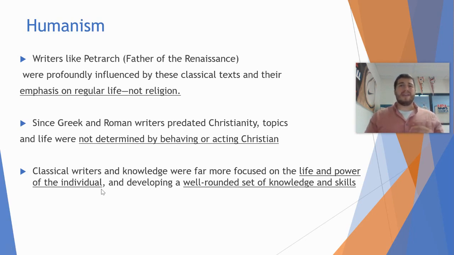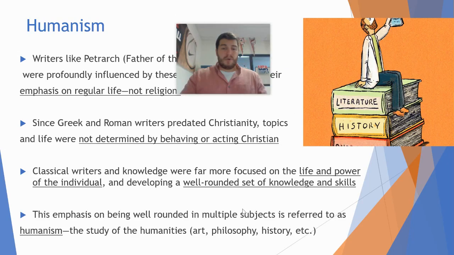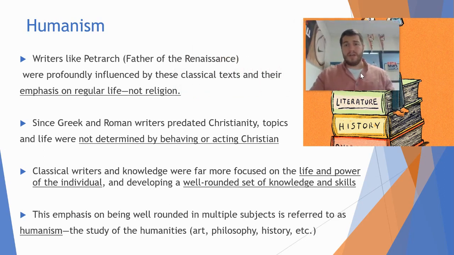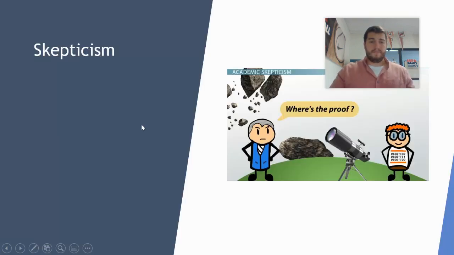Any artwork, anything that was created was meant to bring glory to God, not the individual, because in the Middle Ages, the individual was insignificant. The emphasis on being well-rounded in multiple subjects is referred to as humanism, or the study of the humanities. Again, all the different things we just named: art, philosophy, history, literature, music, dancing, being very well-rounded, which is where the term Renaissance man comes from.